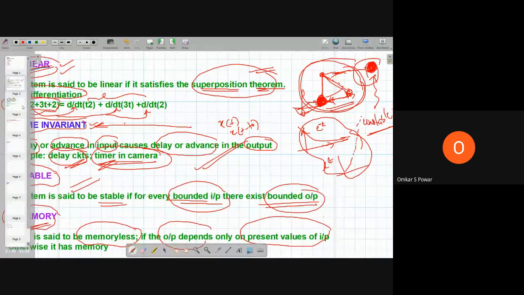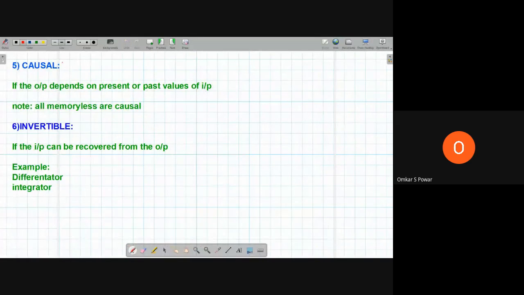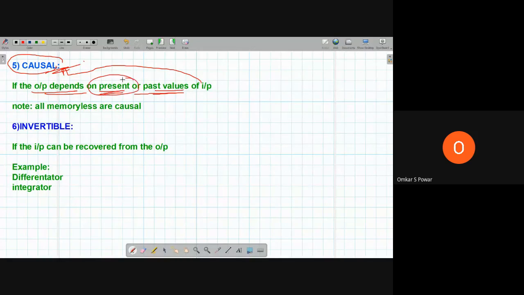Okay. Now, let us go to the fourth property, causal. If the output depends upon the present or the past values, then it is called causal. Note, all memoryless systems, the Gajani systems, are causal systems. So all memoryless systems are causal systems.